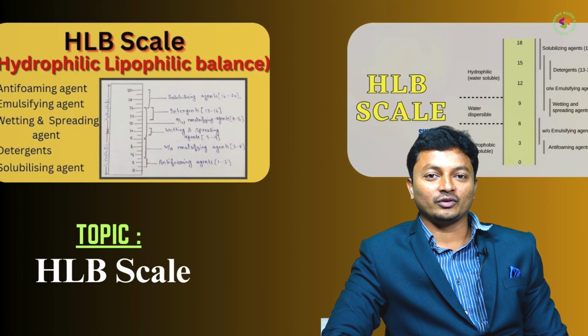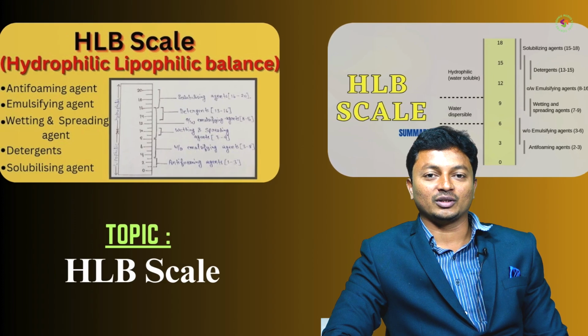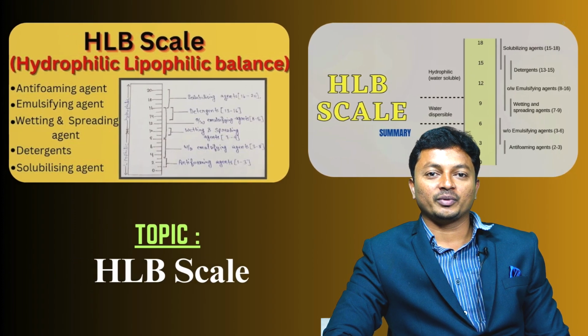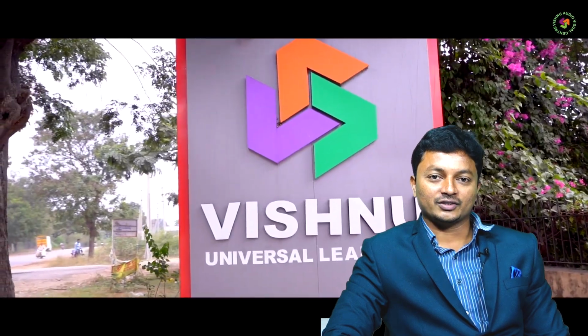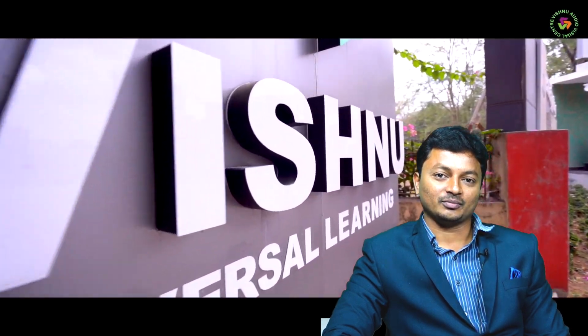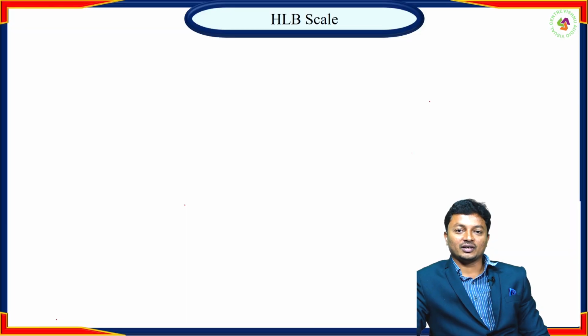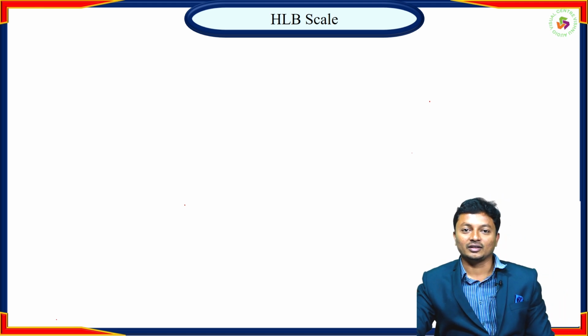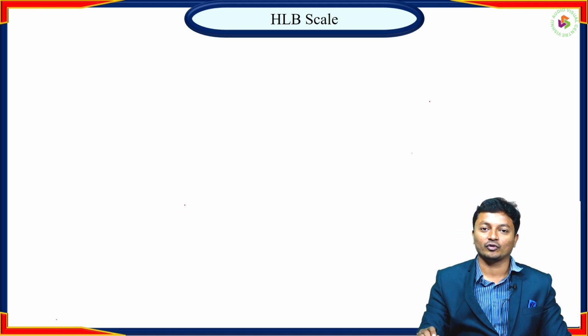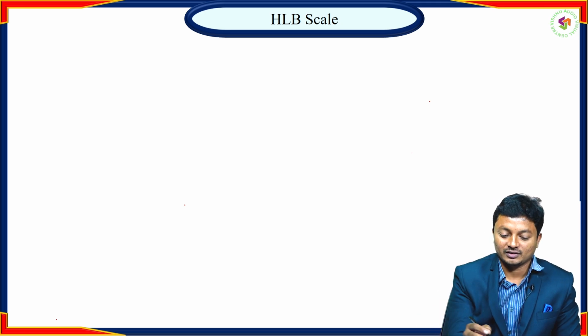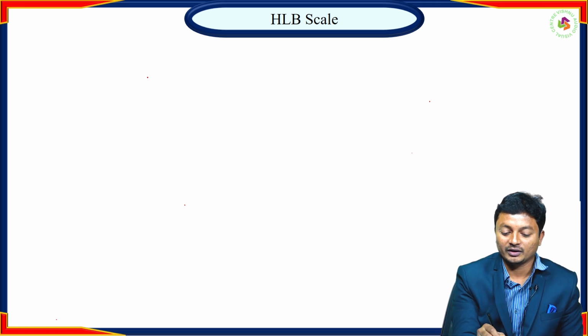Today, we are going to discuss the HLB scale. This topic is from Physical Pharmaceutics 2. Let us start the concept. The HLB scale was invented by Sir Griffin in the year 1949. So let us go into this topic.